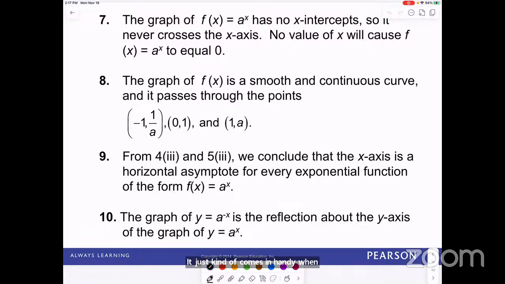From 4.3 and 5.3, we conclude that the x-axis is a horizontal asymptote for every exponential function of the form f of x equals a to the x. And the graph of y equals a to the negative x is the reflection about the y-axis of the graph of y equals a to the x. If we start with an exponential function and replace x with negative x, that's a transformation. It's similar to multiplying the inside by a negative, so it flips the graph horizontally. So instead of exponential growth, it would flip and become exponential decay, similar to the second image that we saw a few moments ago.